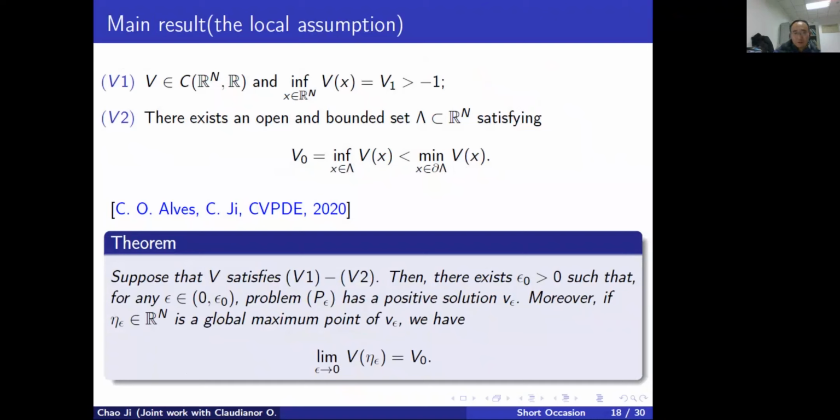Our result is: suppose that V satisfies V1 and V2, then there exists epsilon 0 bigger than 0, such that for any epsilon between 0 and epsilon 0, problem P epsilon has a positive solution V epsilon. Moreover, if eta epsilon is a global maximum point of V epsilon, we have this limit.